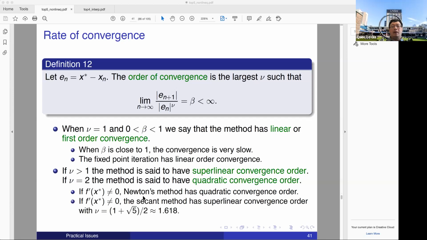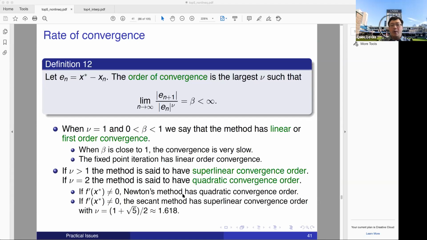And now the interesting thing about secant method is that people can prove that the order of convergence of secant method is nu equals 1 plus square root of 5 over 2. So this is the golden ratio. So it is bigger than 1 but less than 2. It's an odd number, yes, I agree, but it's exactly the golden ratio. People can prove that the order of convergence of secant method is exactly the golden ratio.